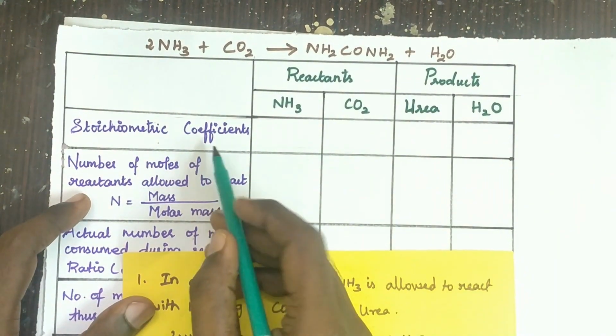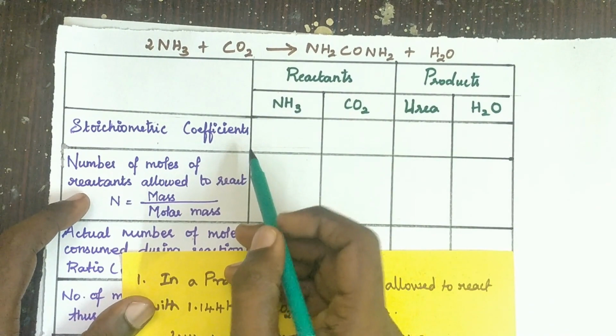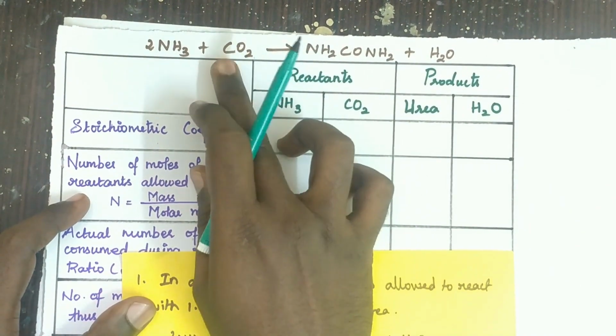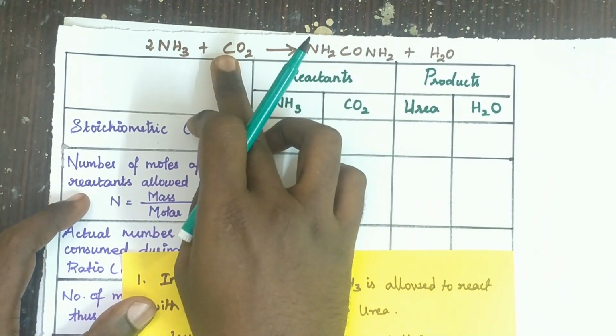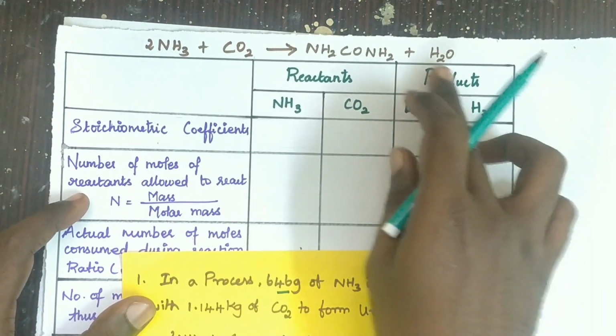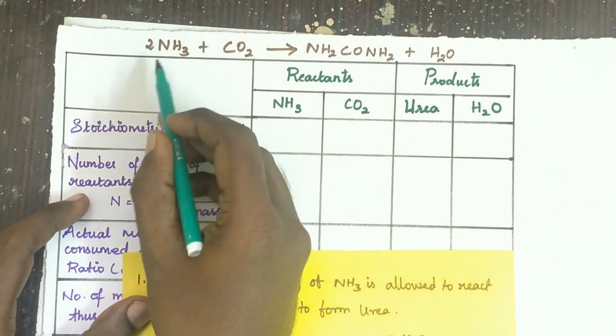So first we have to find the stoichiometric coefficient. Stoichiometric coefficient means, in the balanced equation, the number given before each reactant.